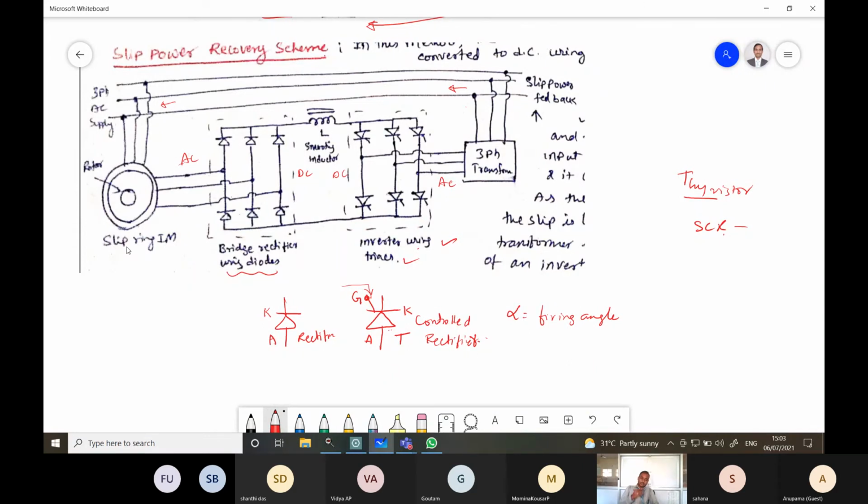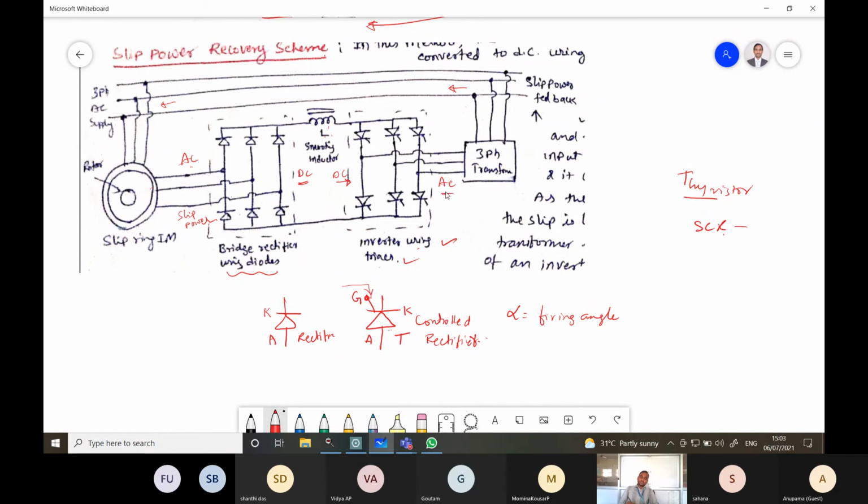Okay, in this method, the rotor AC slip power, this is called slip power, is converted into DC through a rectifier circuit, that is, diodes. This rectified current is smoothed by the smoothing inductor and given as input to the inverter circuit. This inverter circuit converts DC back to AC, right?